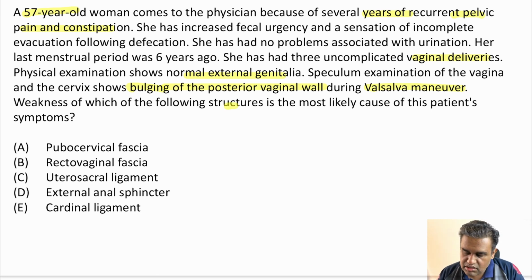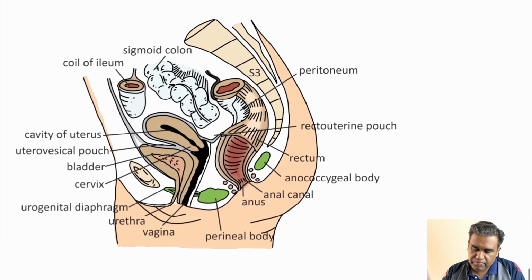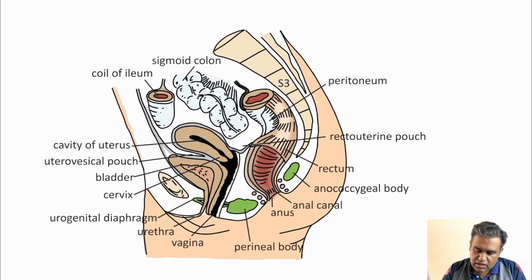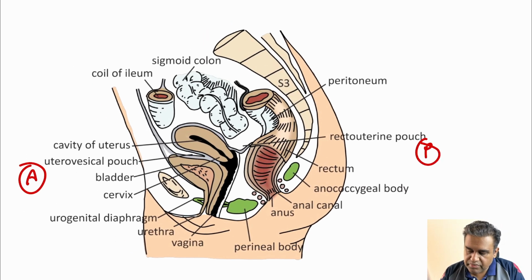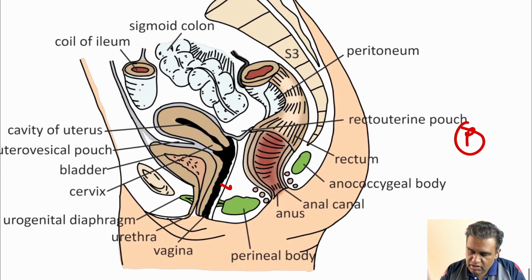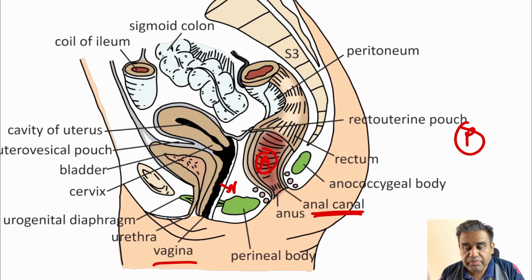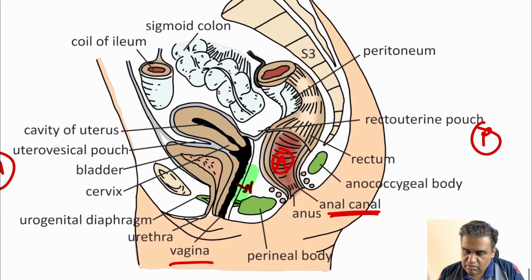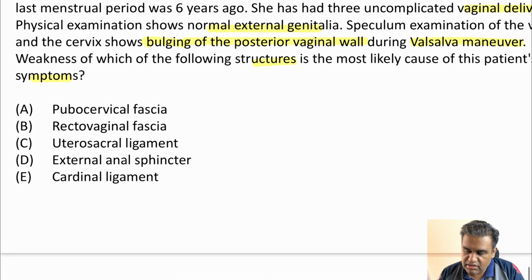Weakness of which of the following structures is the most likely cause of this patient's symptoms? Let me show you an image over here. Look at this image first of all. This is a sagittal section, and what you are looking at are the anterior and posterior aspects. This is the V for vagina, and that is the A for anal canal, so the rectum and the anal canal are over here, and this is the vagina. There was a problem around this posterior vaginal wall, a protrusion during Valsalva. So now they are asking which structures are weak.